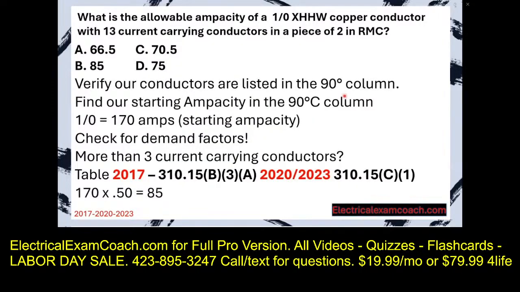We take that and do our math. We take our starting ampacity multiplied by the bundling adjustment factor. Then we're going to have a new reduced ampacity of 85 amps. Great job.